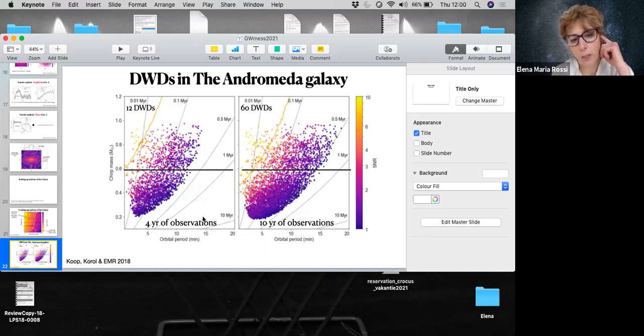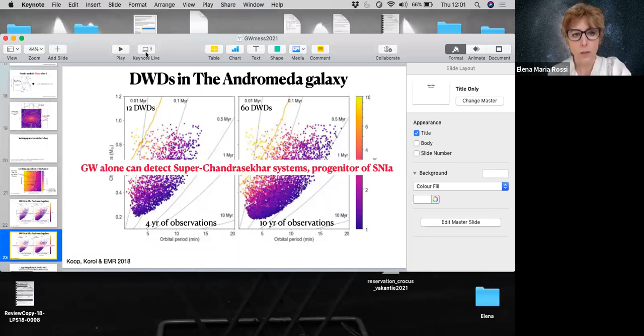We get that for 4-year observations of LISA, we could get 12 double white dwarfs, and 60 for 10-year observations. The first remarkable thing is that we can observe at all a population of double white dwarfs so far away. But the other remarkable thing is that these are all super-Chandrasekhar systems.